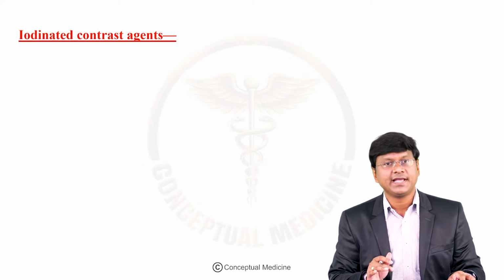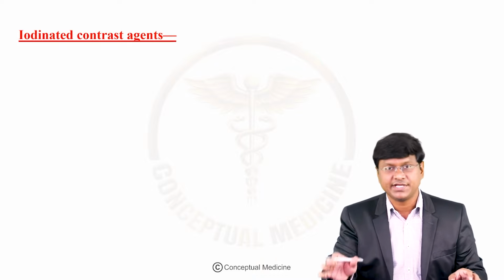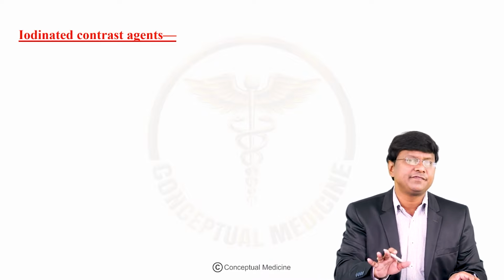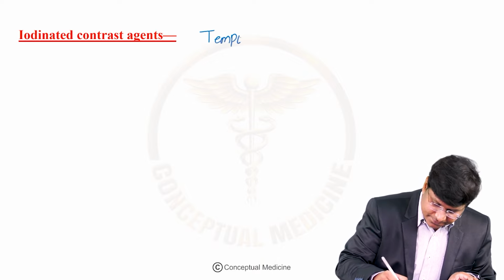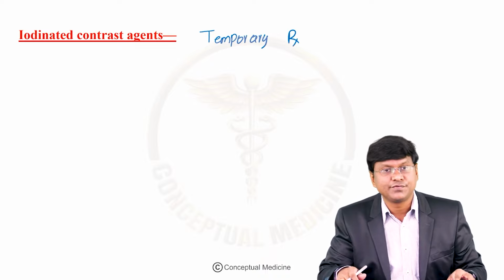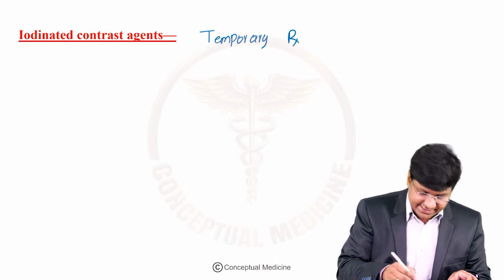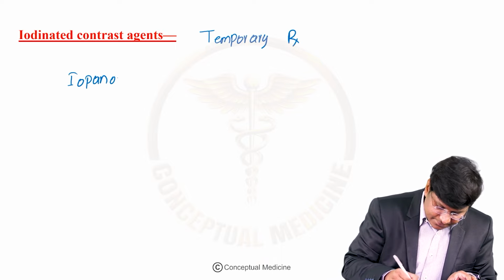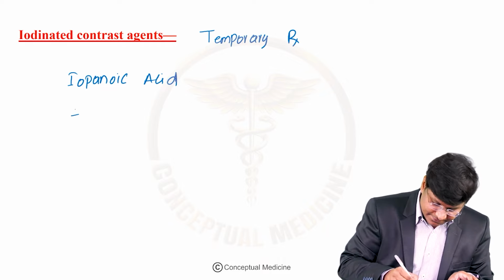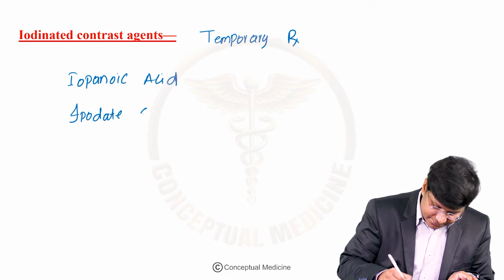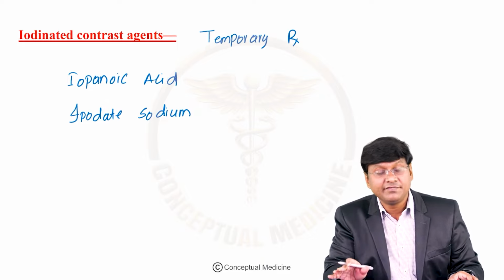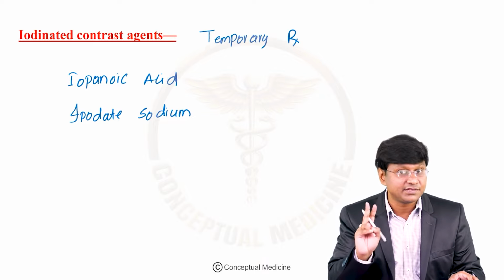Now, another group of drugs we have in the treatment of hyperthyroidism is iodinated contrast agents. These agents provide effective temporary treatment for thyrotoxicosis of any cause. Examples include iopanoic acid and ipodate sodium. These drugs have to be given orally in a dosage of 500 milligrams twice daily for 3 days.